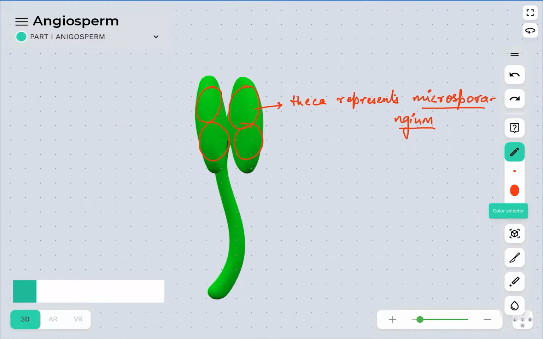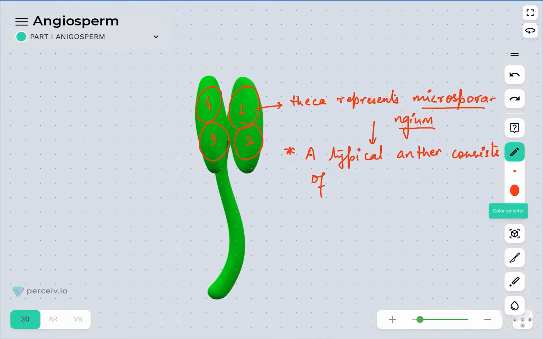So altogether, how many microsporangia are present? There are a total of 4 microsporangia present. So this is 1, 2, 3 and 4. A typical anther consists of 4 microsporangia. Microsporangium is the singular term and microsporangia is the plural term.